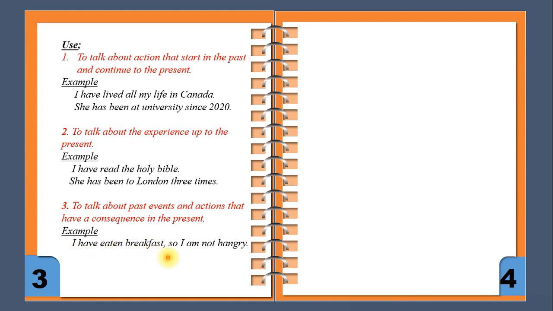Since I have eaten my breakfast, so I am not hungry. ምን ማለት ነው? ቁርሴን ስለበላሁ አይርበኝም ማለት ነው. I have eaten my breakfast, so I am not hungry. ስለዚህ eating my breakfast ማለት እንግዲህ past event ነው, I am not hungry ደግሞ present consequence ነው. የሆነ ውጤት ቀድሜ መብላቴ አሁን ላይ አይርበኝም እንደማለት ነው. John has lost his key so he is going to be late for work. John has lost his key is a past event and he is going to be late for work.